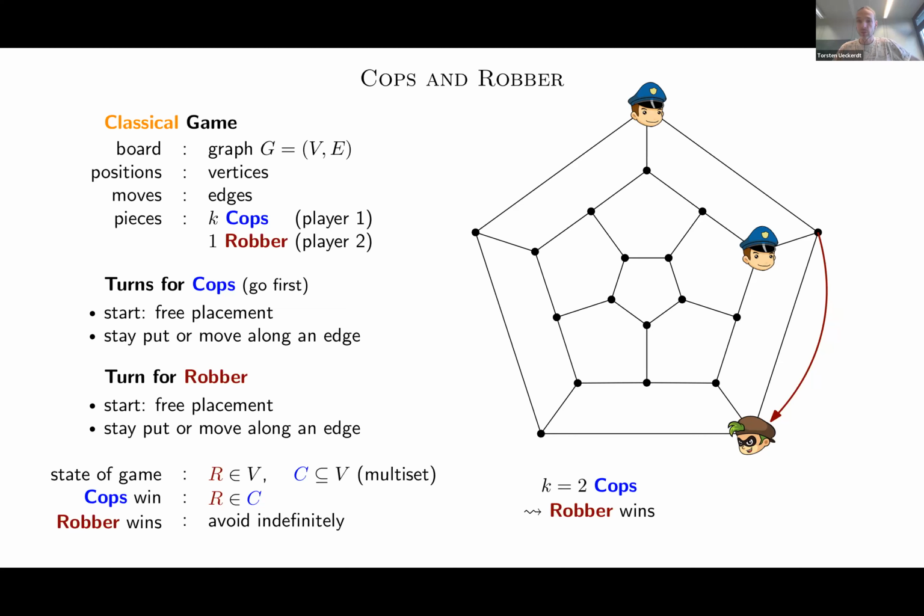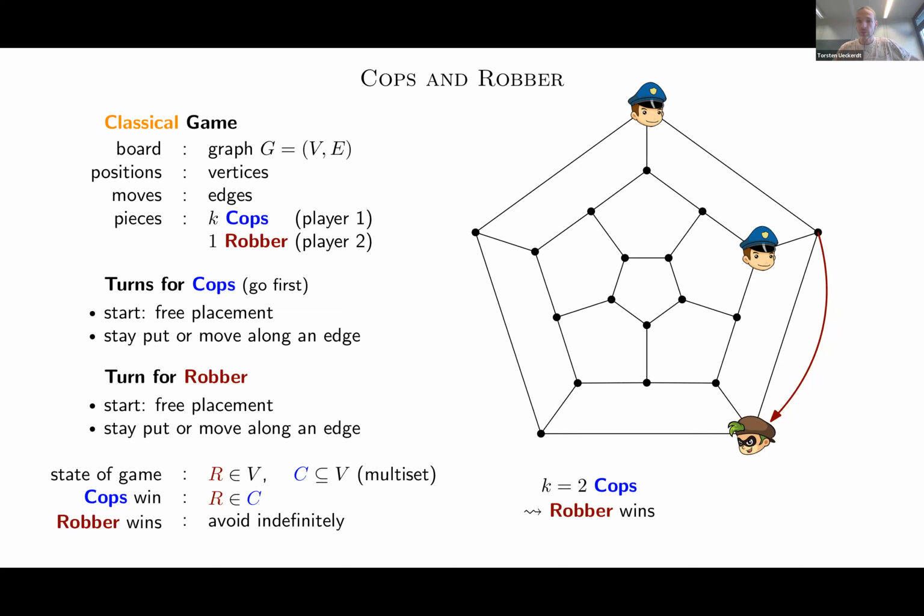And of course, if we fix the graph and we vary the k, this is a monotone parameter. If the cops win with k cops, then they also win with k plus 1 cops. The additional cop cannot make it worse for them. And similarly, if the robber wins against k cops, then he also wins against fewer than k cops. So it's really the spectrum of possible numbers of cops.